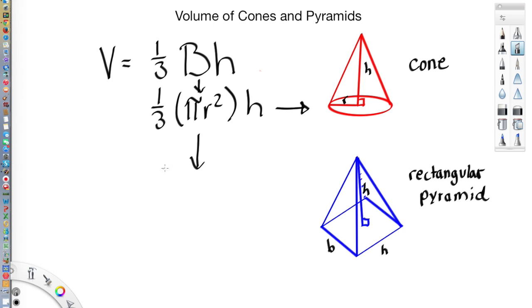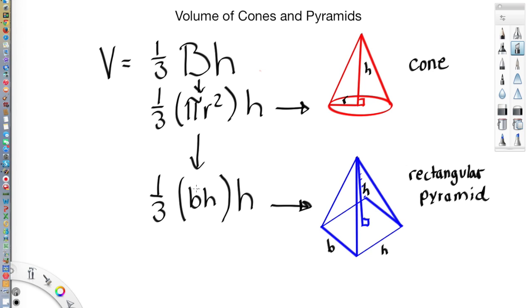What happens to B if I want to find the volume of a pyramid? And this is a rectangular pyramid. It again would be 1/3 times big B, but this time big B, the base area, is the shape of a rectangle. So we take the base and the height of the rectangle to get the area, and then you'd multiply it by the H, which would be the height of your pyramid. That's how you would find the volume of a rectangular pyramid.